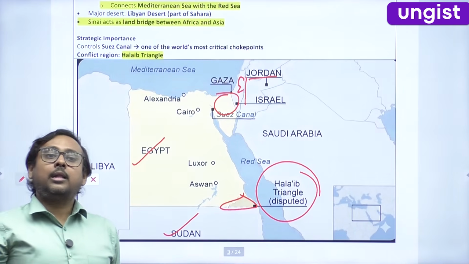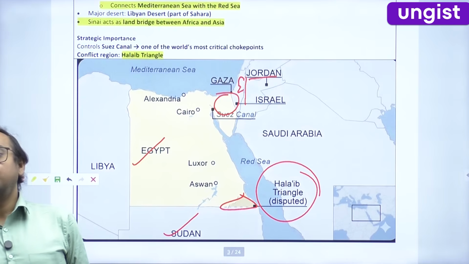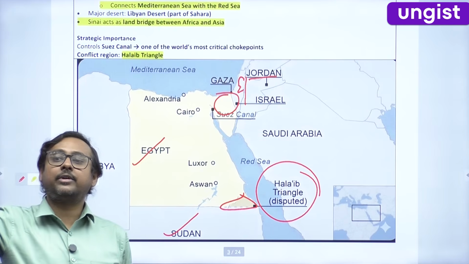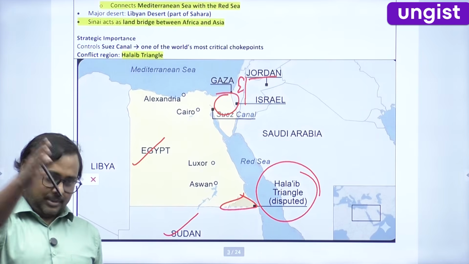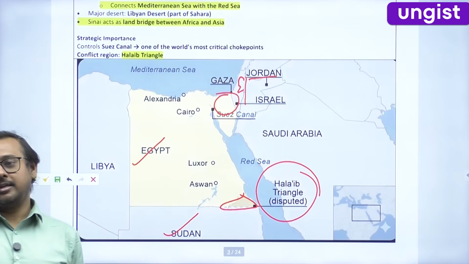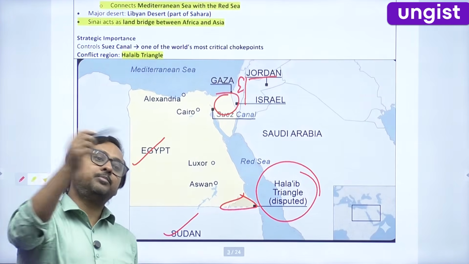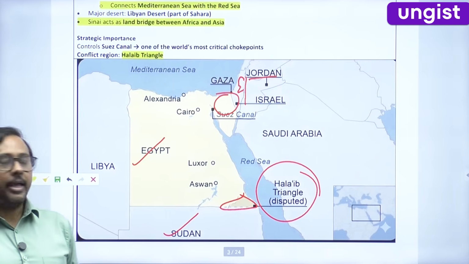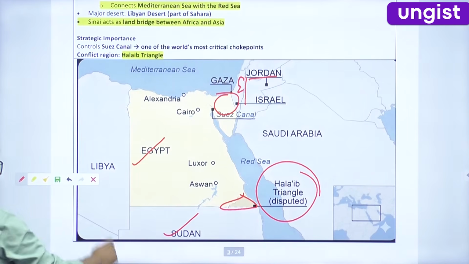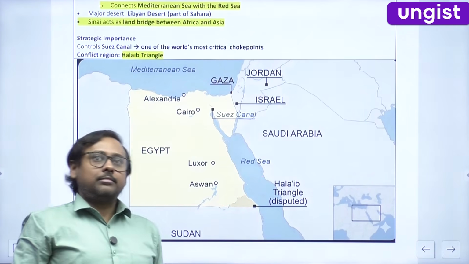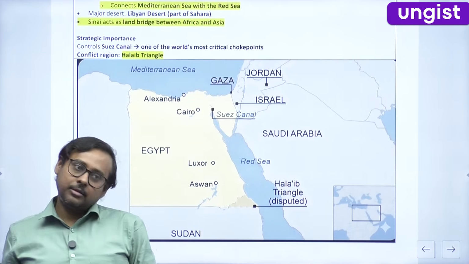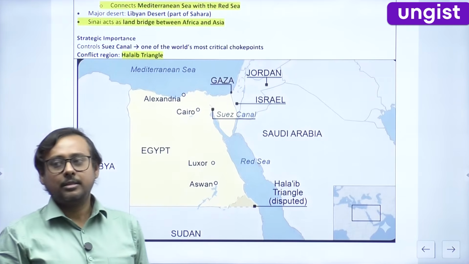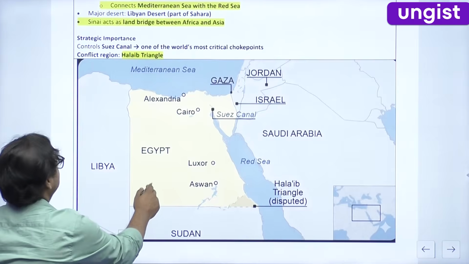This is another transcontinental country. Which is another transcontinental country we have read? Turkey. Excellent. Turkey, we have read, is both in Europe as well as in Asia. Russia is also transcontinental. You are right. Absolutely right. I cannot disagree with you. Right. Okay.